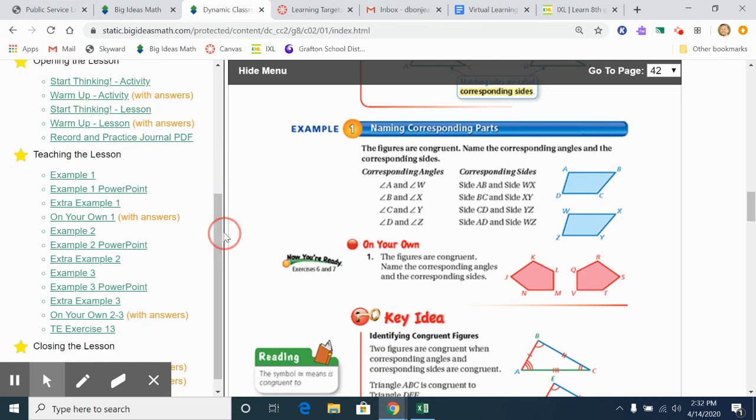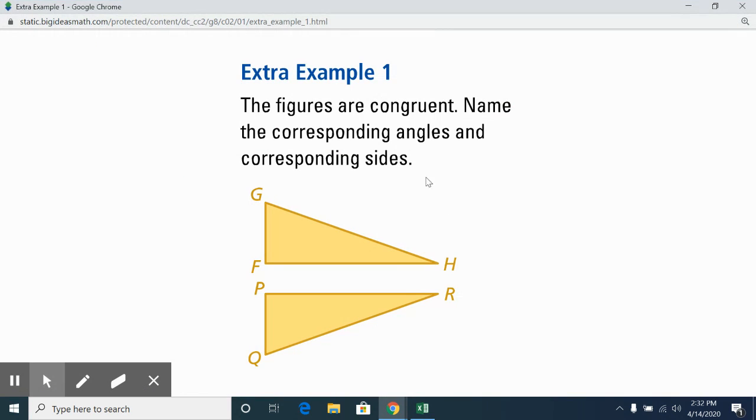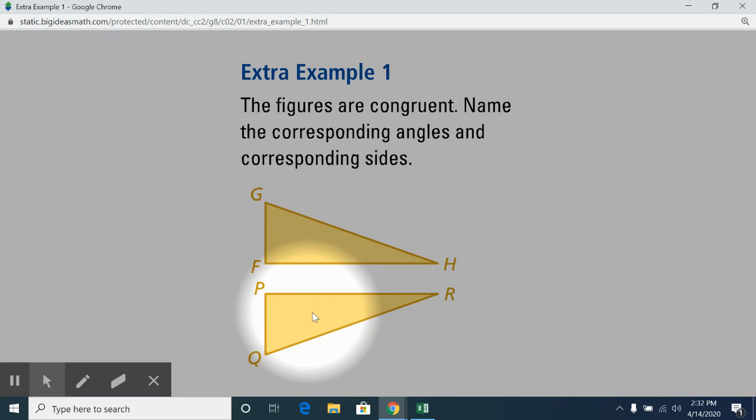Let's look at something different, where it's a little harder. The reason I'm saying this is a little harder is because the shape is reflected. In this case, if I wanted to name the corresponding angle to angle G, I would say angle Q. Angle G and angle Q are corresponding. Angle F and angle P, and then angle H and angle R are corresponding angles.